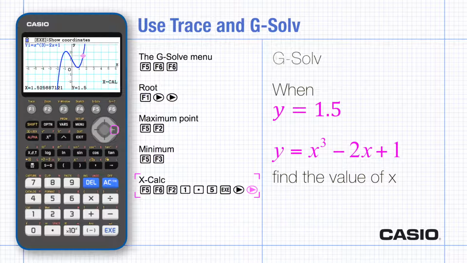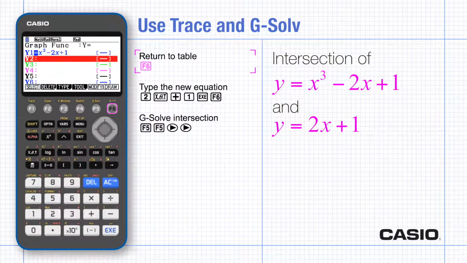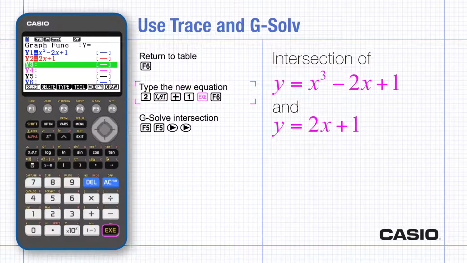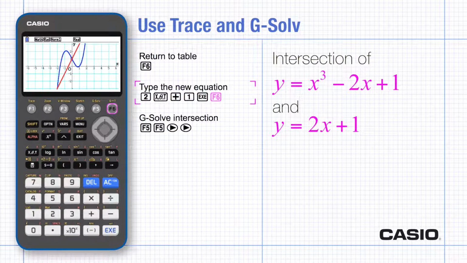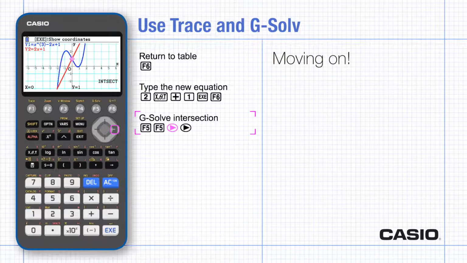When 2 graphs are drawn, G-Solv will find the point of intersection. Return to the table and type into y2 the equation of the line. And then draw. And go to G-Solv intersection. And again you can scroll sideways to find the other points.